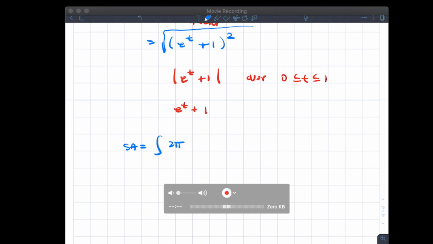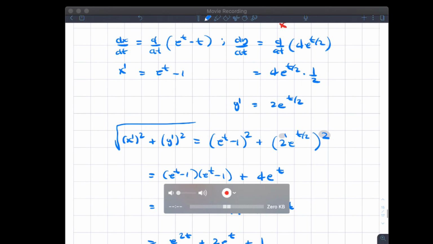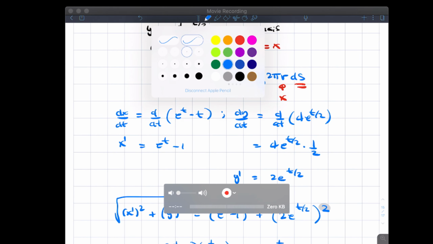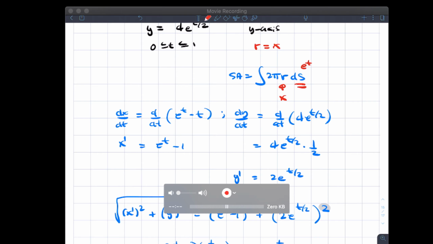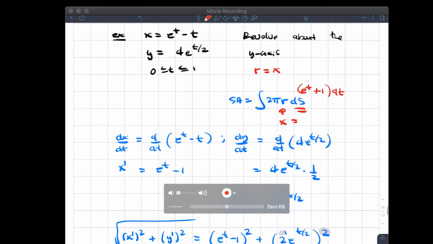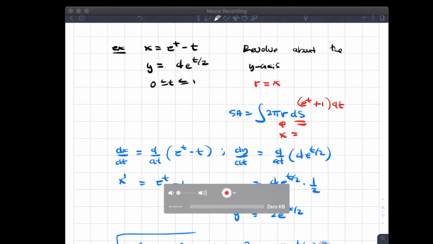Okay, so let's write this down. We got e to the t plus 1. This is going to be replaced here with the ds. e to the t plus 1, and don't forget you need that dt. And you say, but Mr. Judge, what's our x, ladies and gentlemen? e to the t minus t. So you have to put that there. e to the t minus t.